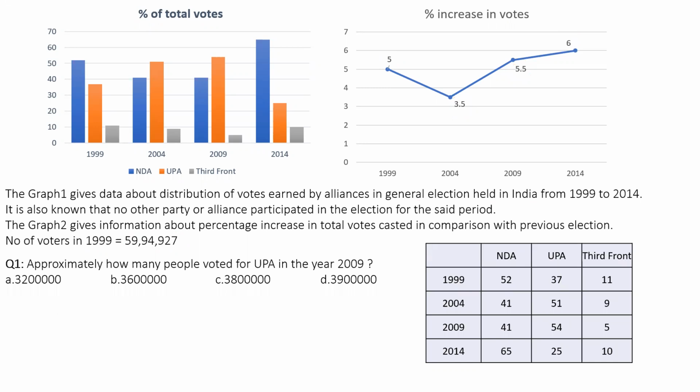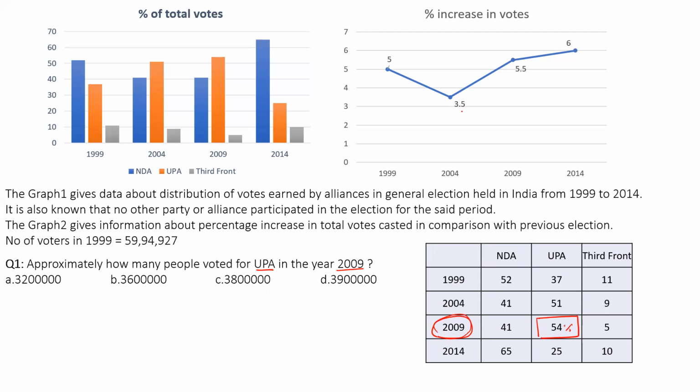Question 1. It says approximately how many people voted for UPA in the year 2009. So now, if I look at the table, in 2009, UPA received 54% of total votes. Now, what I need is how many people voted in year 2009. If I know that, I can easily calculate this. But for that, I need to calculate how many people voted in 2009.